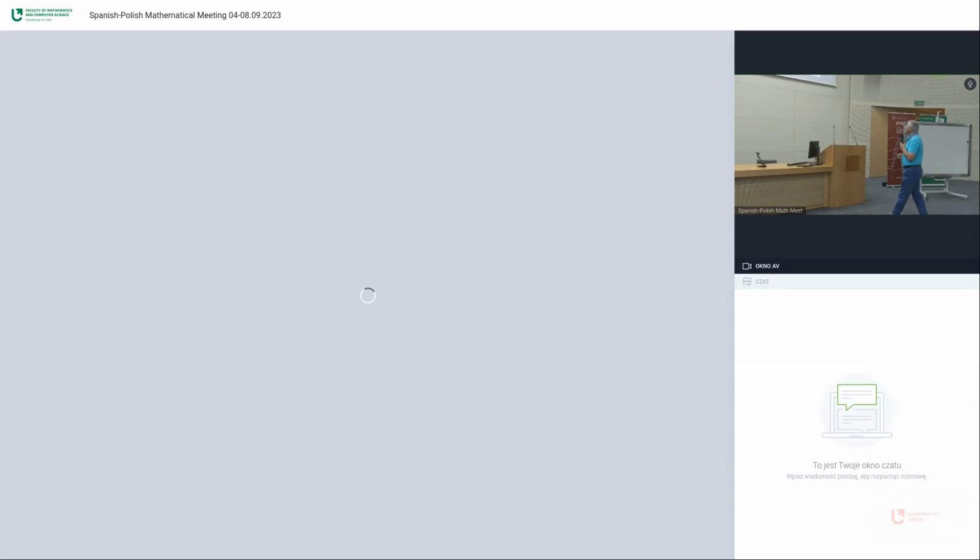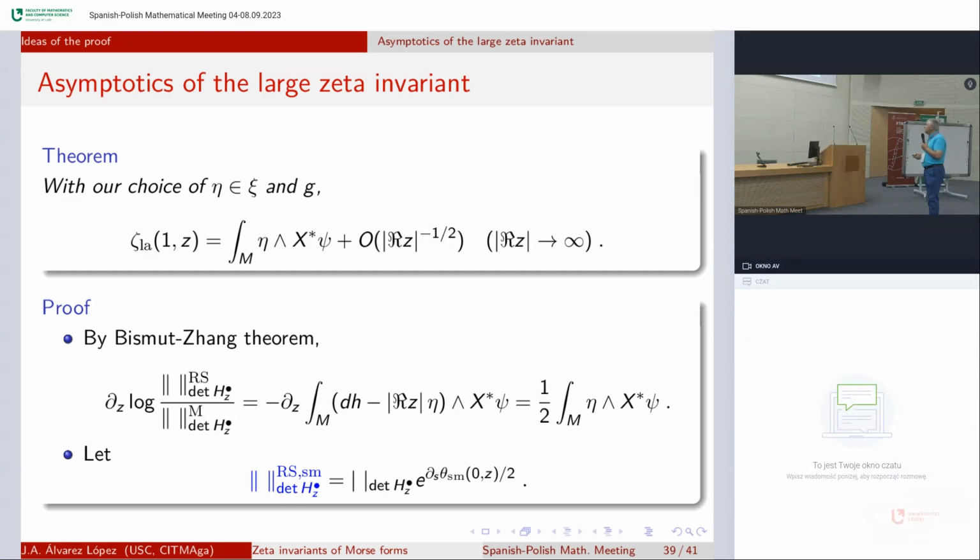Okay, now our theorem about the asymptotics of the large theta invariant states that with our choice of the representative theta of the class psi and our choice of the metric, the large theta invariant is equal to this integral, the product of the one form eta plus the pullback of the current psi, plus some term which goes to 0 with this order as the real part of the parameter goes to infinity. Let me tell something about the proof.